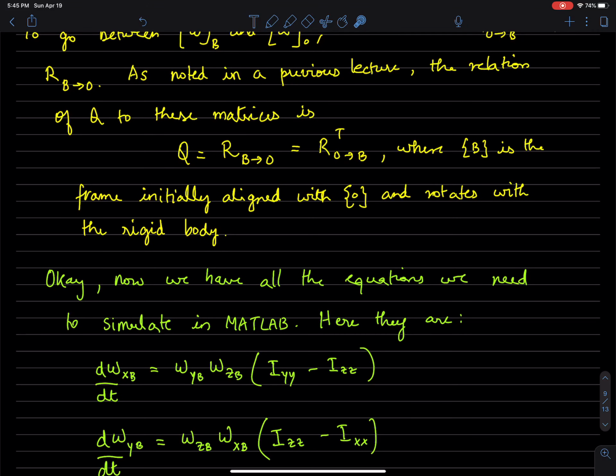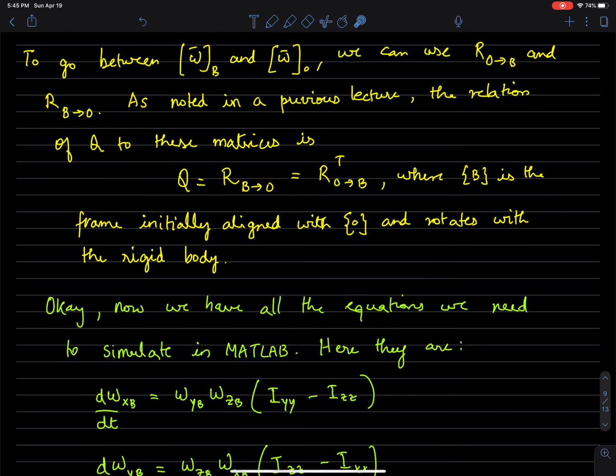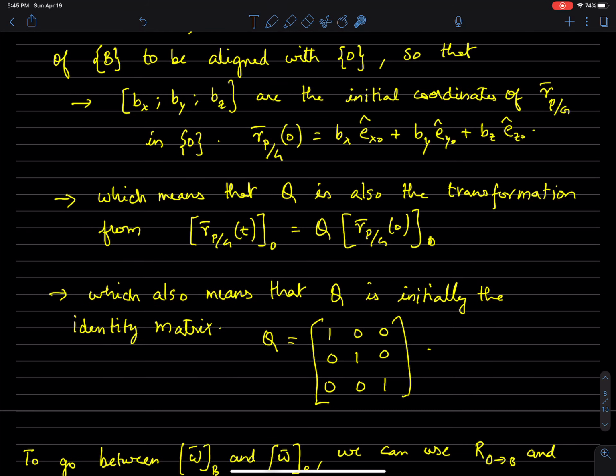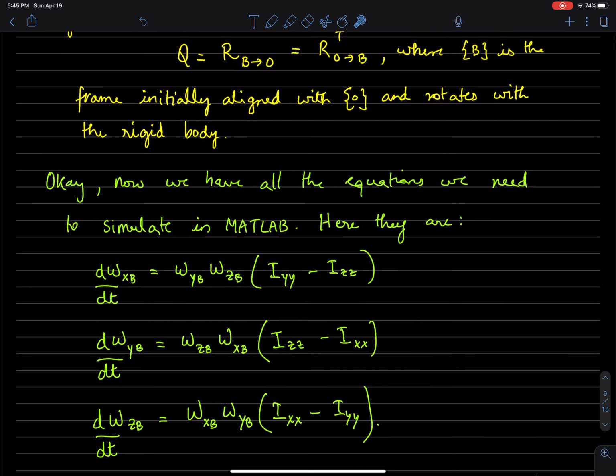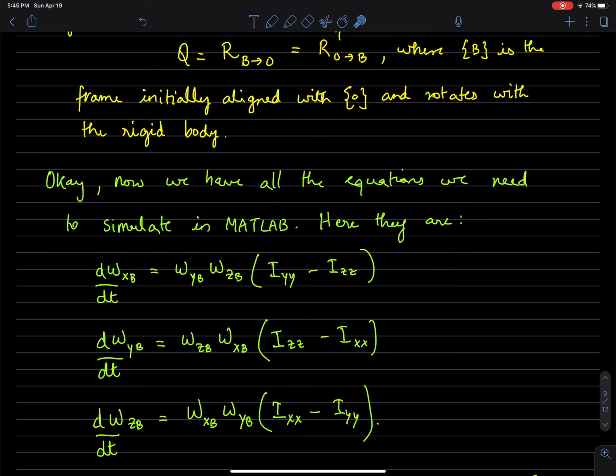And it's also the rotation matrix O to B transpose, okay? Okay, so that's the premise. We are trying to describe the motion of the rigid body using a rotation matrix that describes the transformation from the body fixed coordinates to the non-rotating frame.